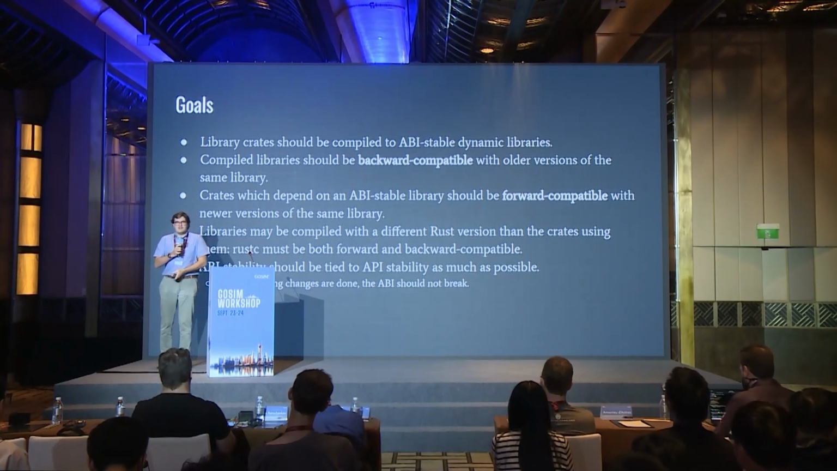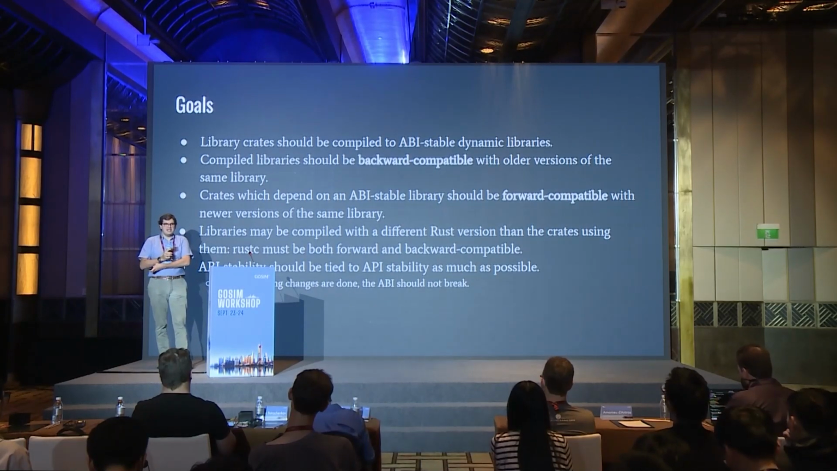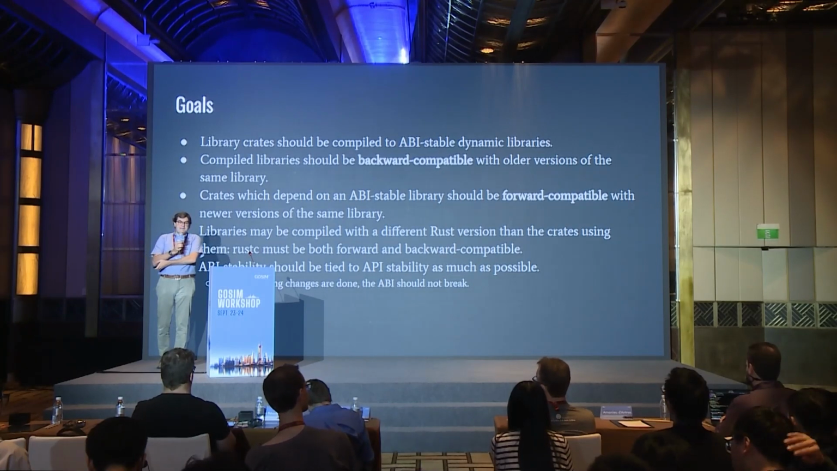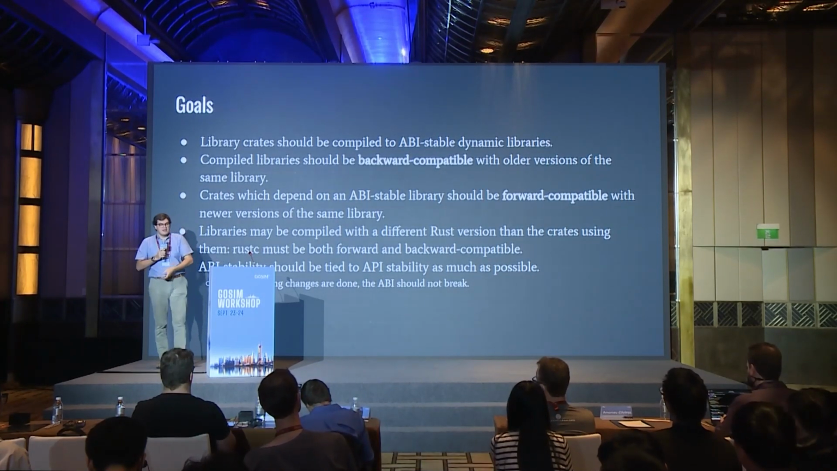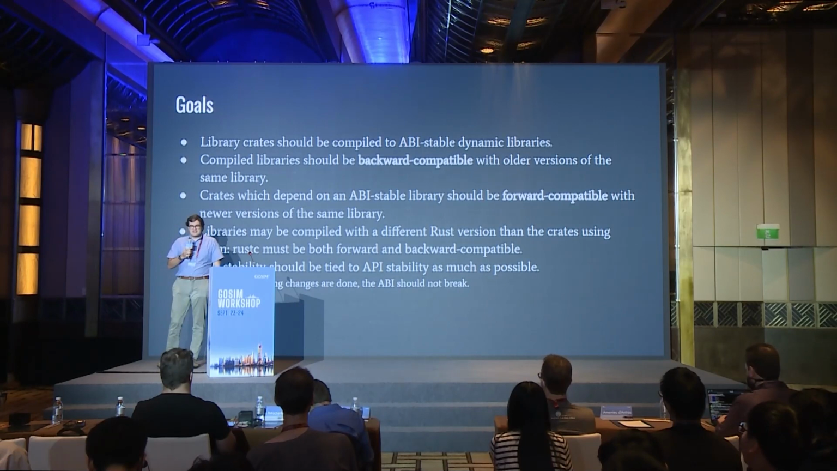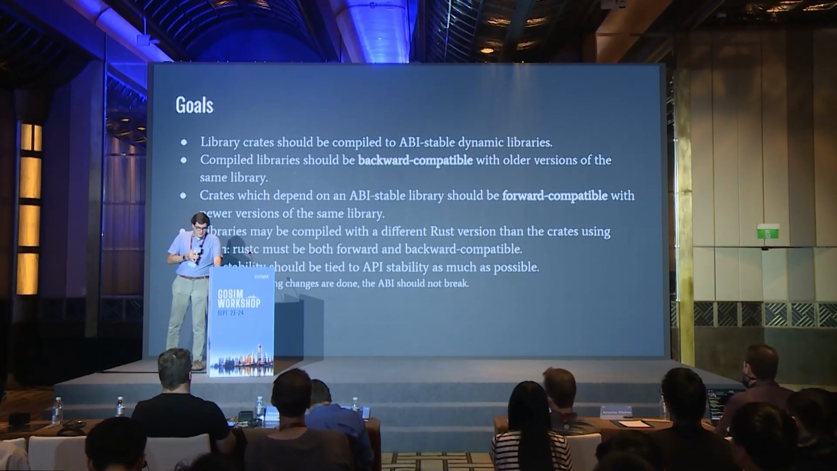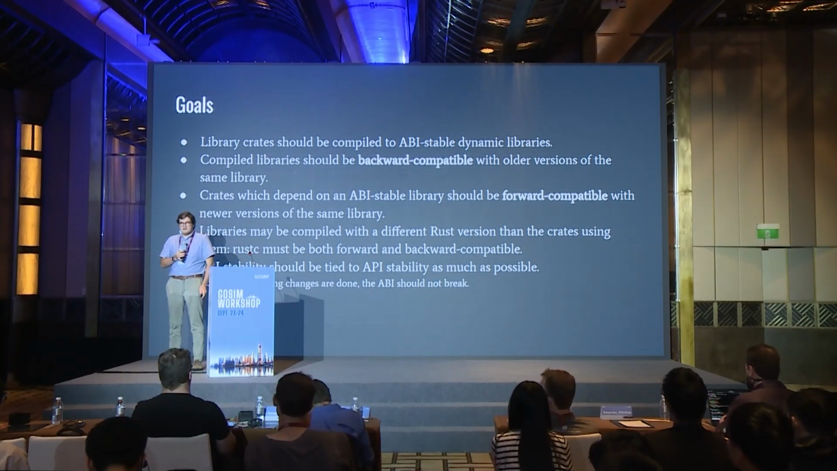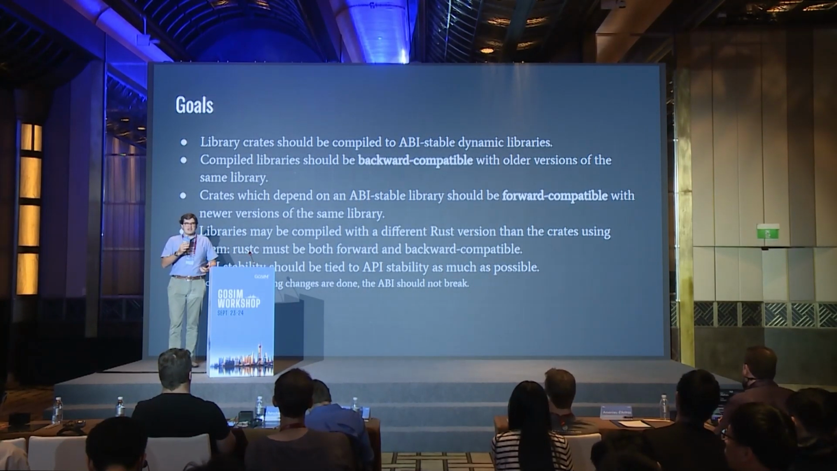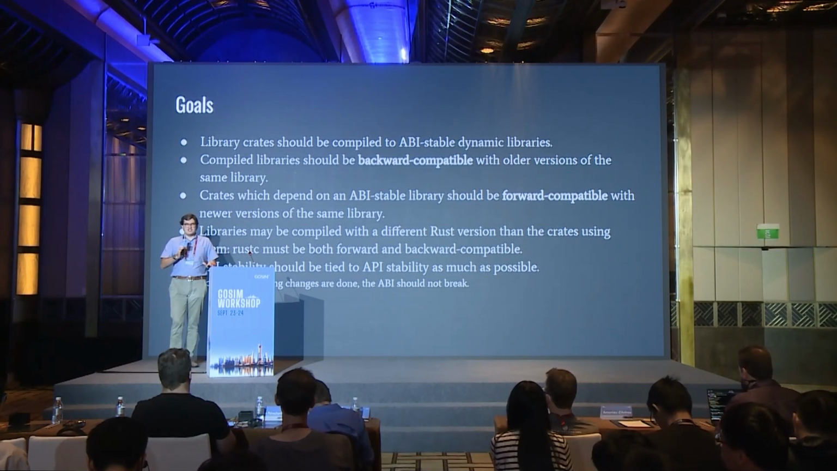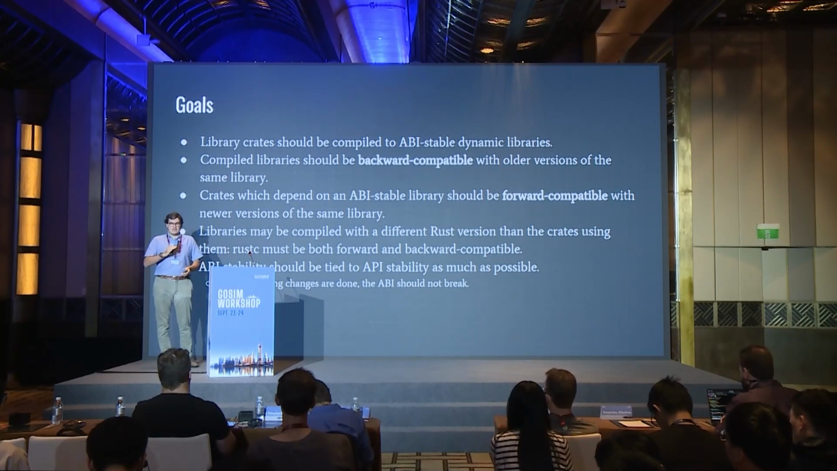Finally, we want to tie ABI stability to a nice and simple concept, such as API stability, as much as possible. This helps reduce the mental workload of developers, since they just need to think about a simple concept. As long as I haven't made an API breaking change, my libraries will just be ABI compatible, and I don't need to think any more about it.